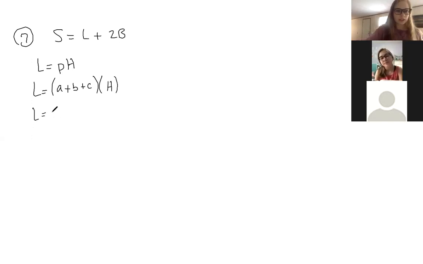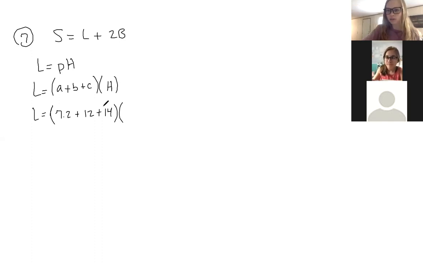And what are the 3 lengths of my triangle on the base, Brinley? What are the 3 lengths? 7.2, 12, and 14. There you go. You had to look at the top triangle base in order to get that 14. And what's the h stand for? Is that the height of the triangle? It's the height of the sides. The height of the prism.